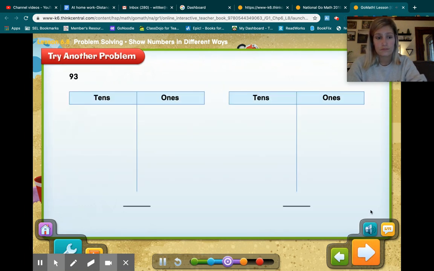You can use blocks to show numbers in two different ways. Let's show 93 in two different ways. Think about the first way. How many tens are in 93? There are 9 tens. Click to show 9 tens blocks. So if we're thinking about the last problem with Gary and Jill, this first way would be like the easy way or the quick way.